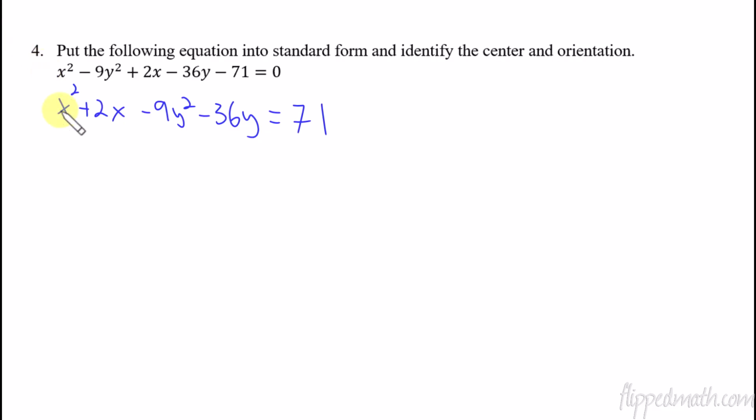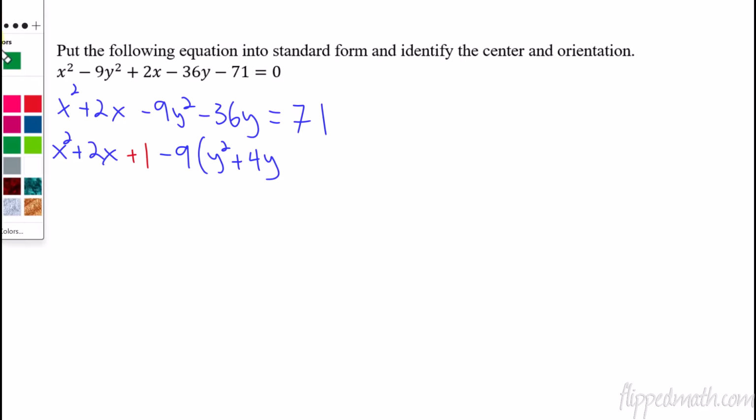Now the reason I've done this is so that I can then start completing the square. So I have x squared plus 2x. Now let's complete the square of these two terms right here. Half of this value is 1. Square it, you get 1. All right, I'll come back to that. Now here, I cannot complete the square because I have a term in front of the y squared, right? It has to be a 1 in front of the y squared, so I'm just going to factor out that 9, and that leaves me with y squared. Factor out a negative 9, I get a plus 4y.